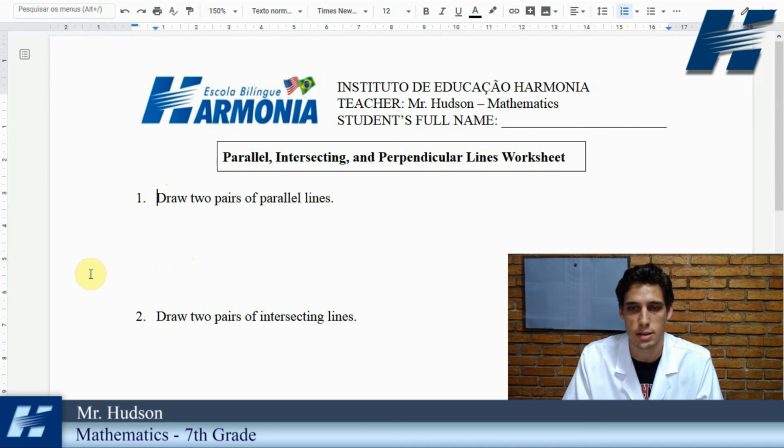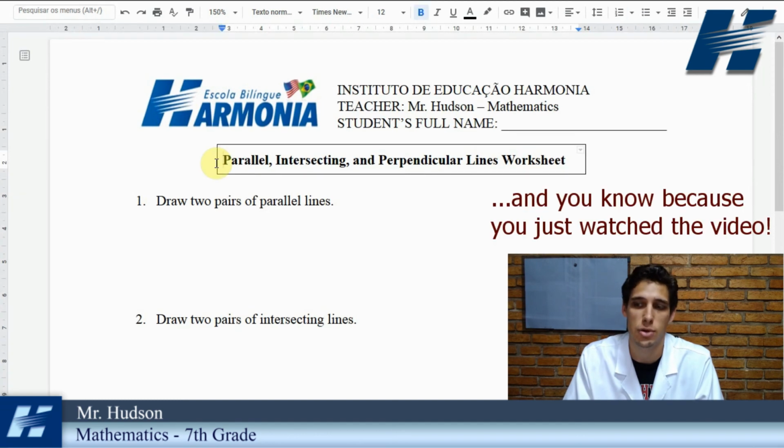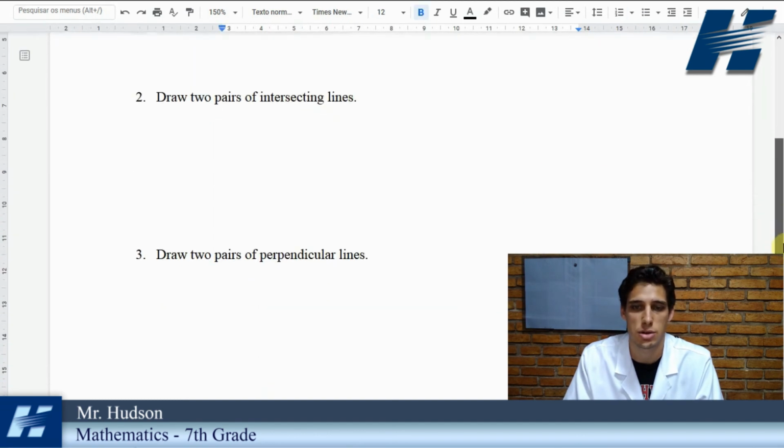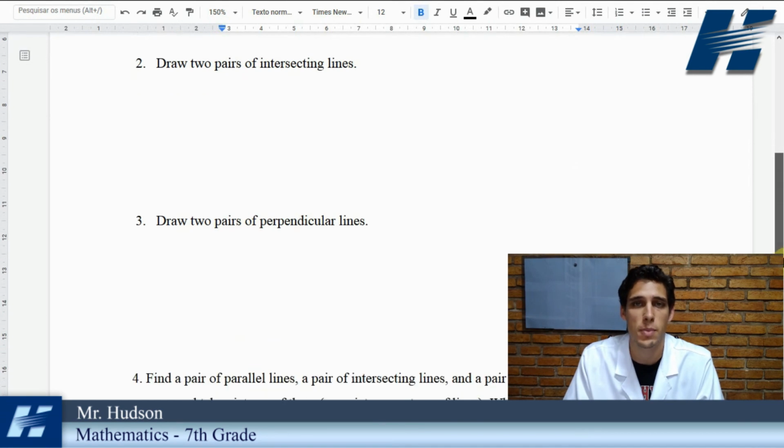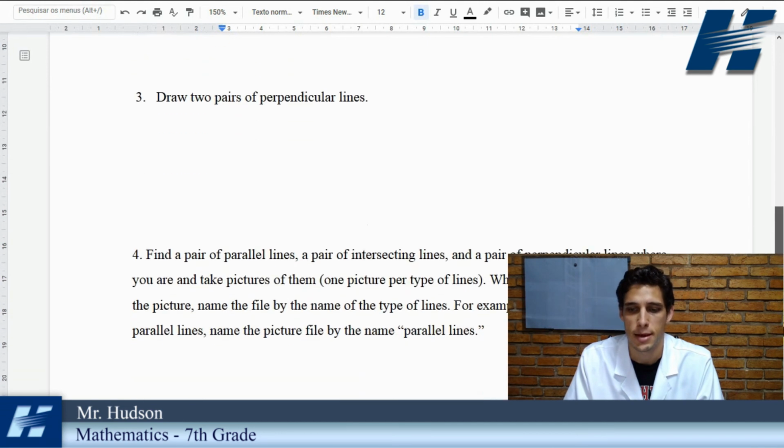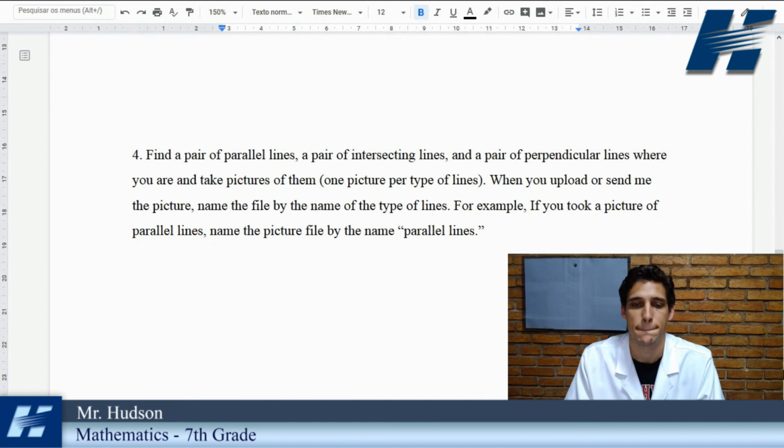Second question. Draw two pairs of intersecting lines. Same thing, if you know what they are. Simple question. Two pairs, remember. 3. Draw two pairs of perpendicular lines. All right? And then 4. Number 4.